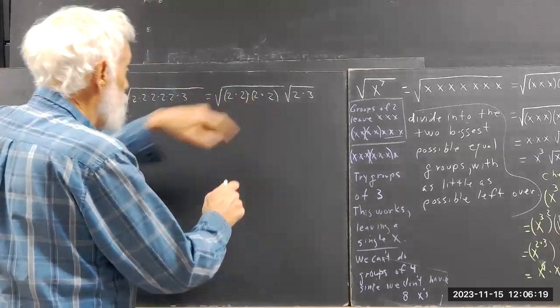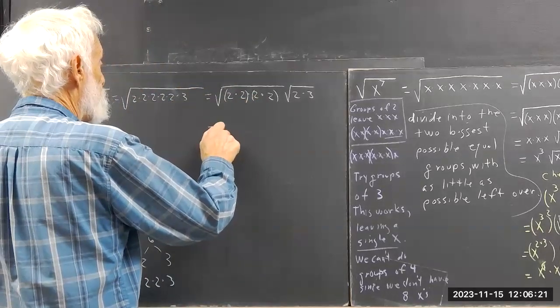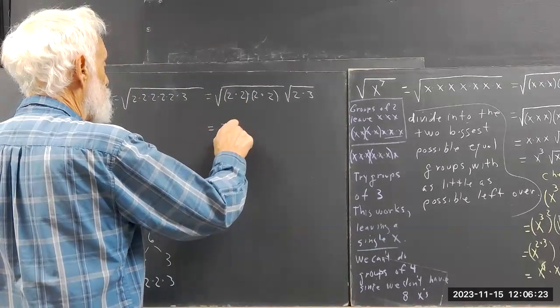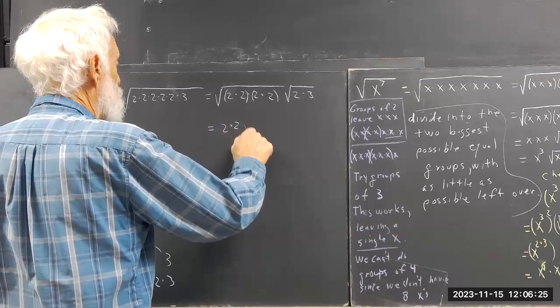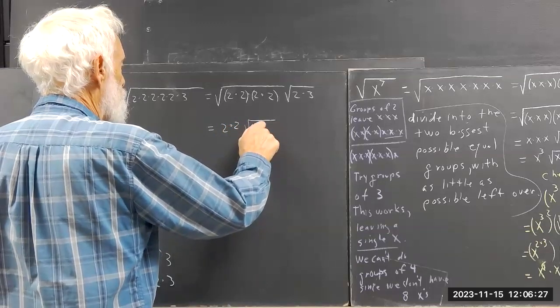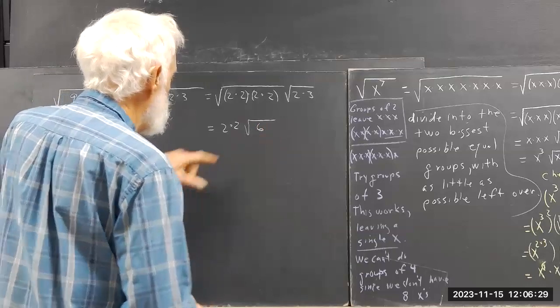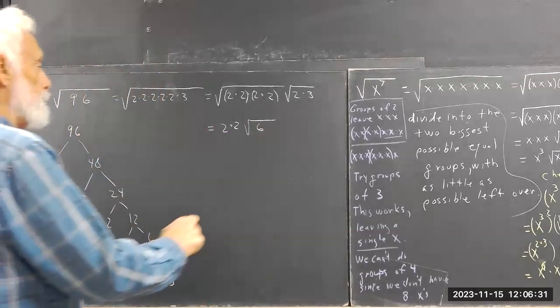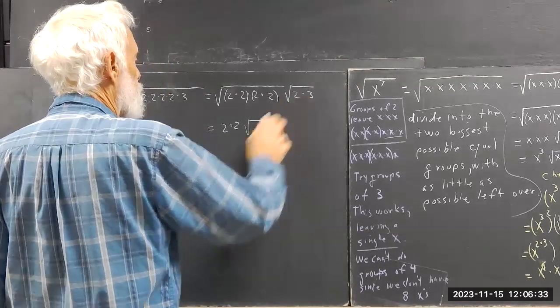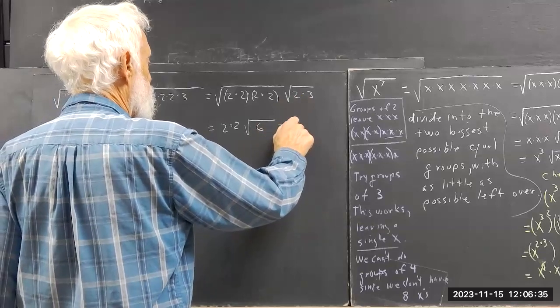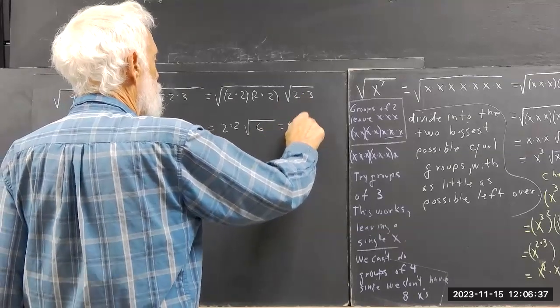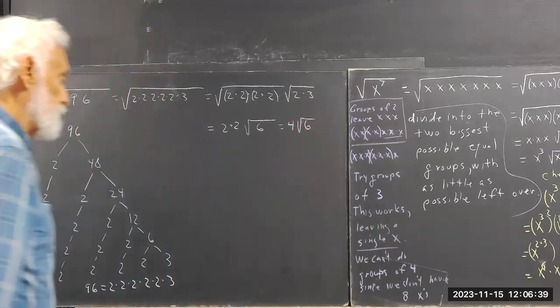And the square root of this is just 2 times 2. 2 times 3 is 6. This is the square root of 6. So this is 4 times the square root of 6.